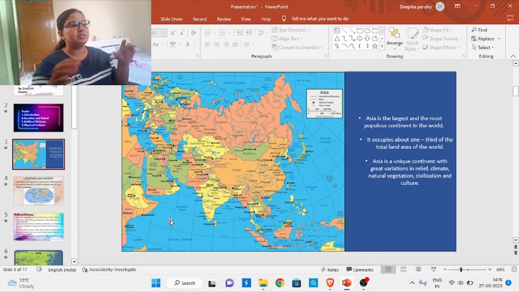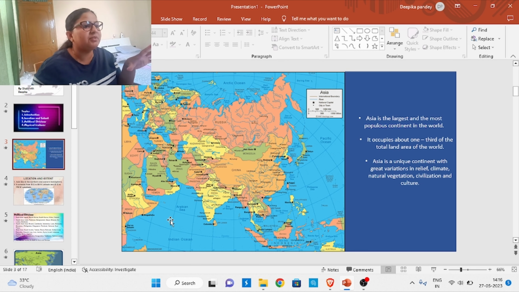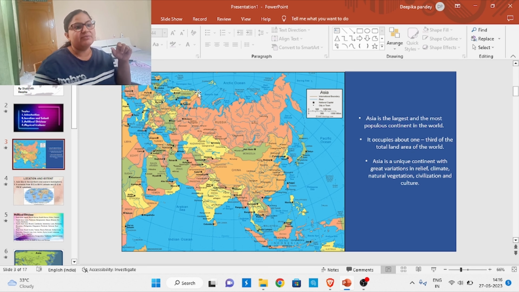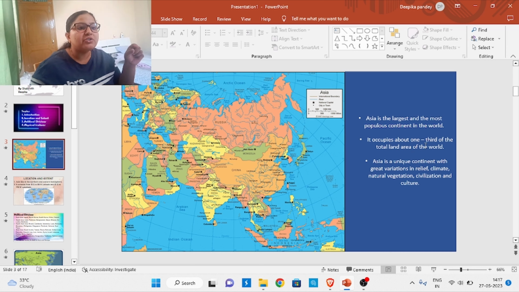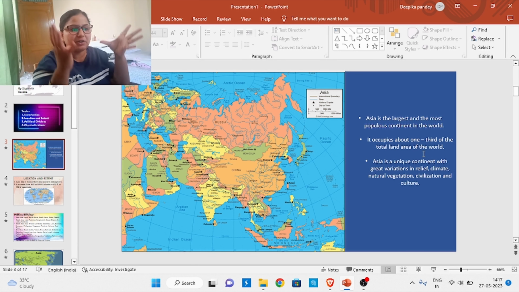Okay, children, just have a look at the map of the entire Asia. See, it starts from here and it lies in such a great area on the globe, isn't it? So yes, children, that's why we know that it is the largest and also the most populous continent of the world. We are living in a huge and the most populous continent in the world. It occupies 1/3 of the total land area of the world.